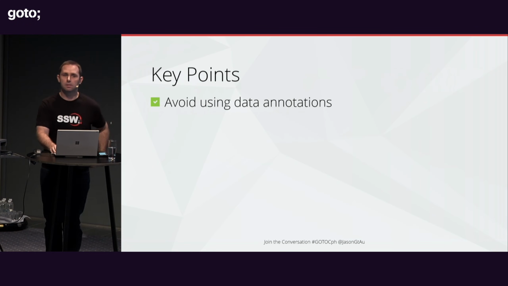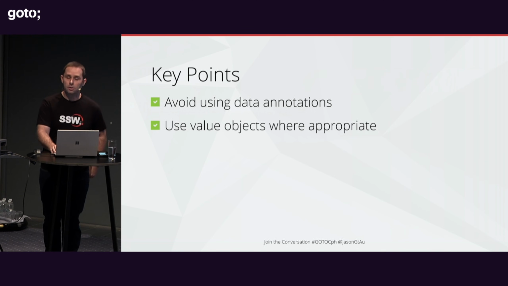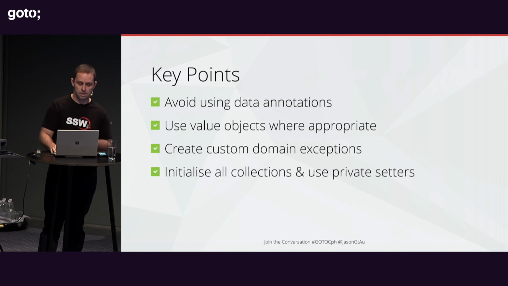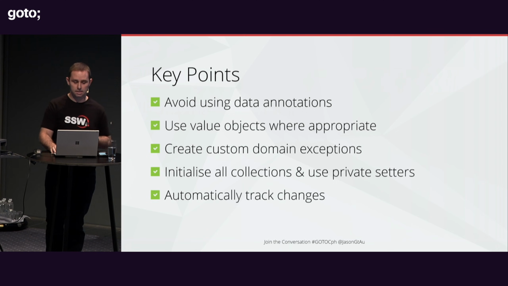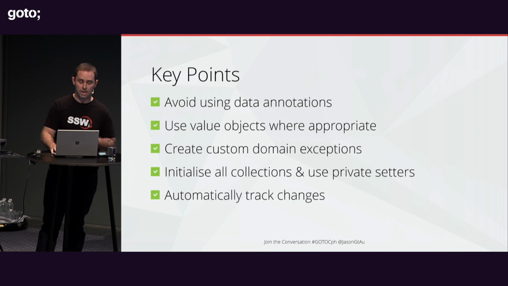Okay, so the key points. Avoid using Dart annotations. They clutter our domain model, and we can use Fluent API configuration, which we'll see when we look at the infrastructure layer. Use value objects where appropriate. I just want you to think, is it really a primitive type, or is it more complicated than that? Will I have logic associated with that type? Create custom domain exceptions to make it easier to work with your system. Initialize all collections and use private setters, again, to make it easier to work with your system. And automatically track changes with the auditable entity base type.